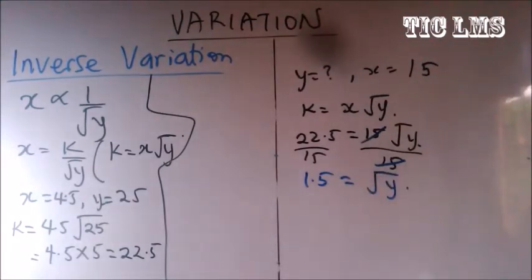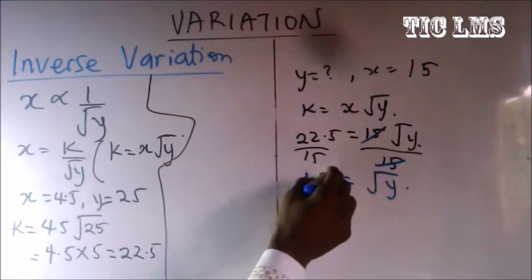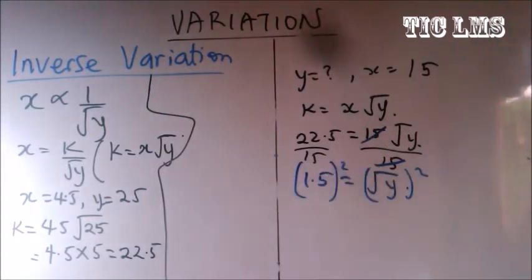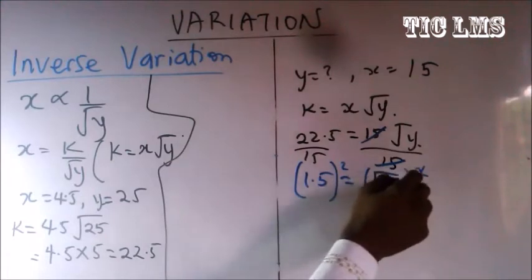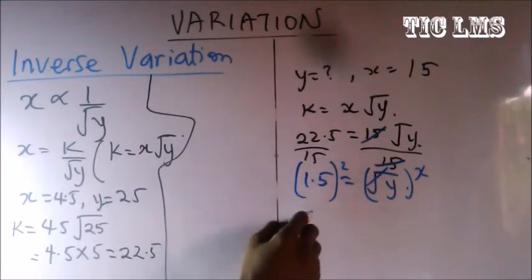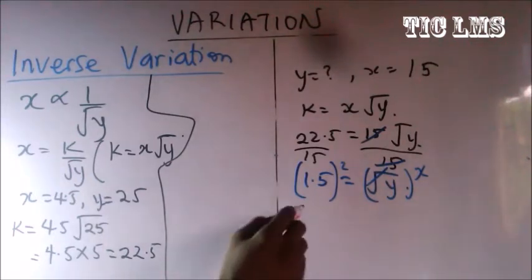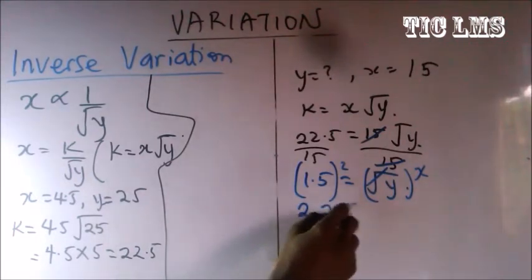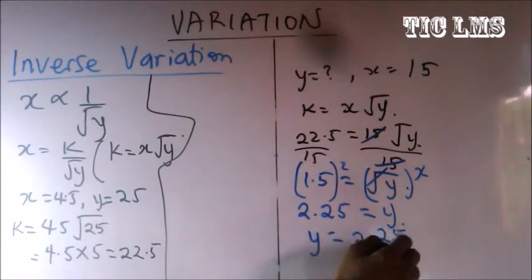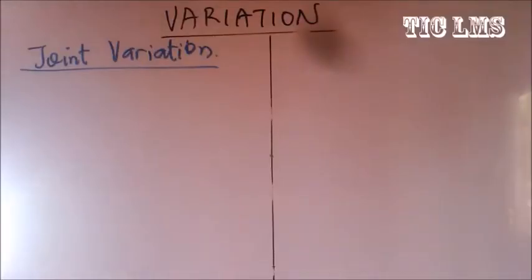So what we'll do next is to square both sides. We are squaring both sides because we want to eliminate this root. So this cancels this, and then the square of 1.5 is 2.25. Hence y equal to 2.25. Alright, so we'll move on to joint variation.